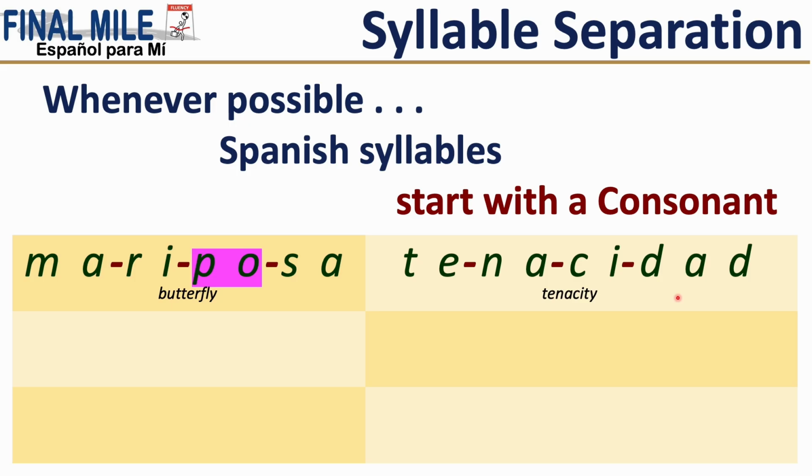Now that we have the syllables broken up, separated, we figure out where to put pronunciation emphasis, apply the rules that you know, and hopefully you come up with dad, because it does not have a graphic accent and it does not end in a vowel or N or S. So what does this sound like? Again, we are saying the syllables one at a time, right? Tenacidad.